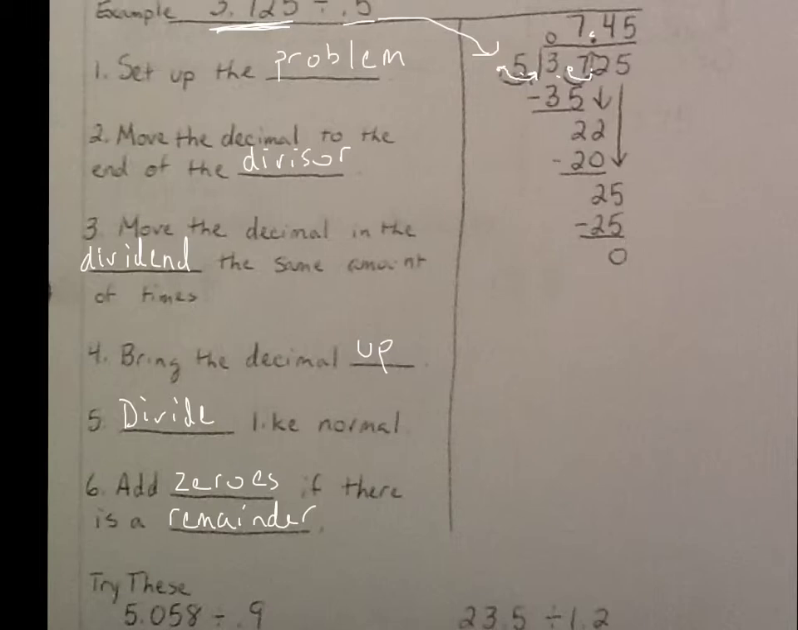Or unless we told you to stop at like the hundredths or something like that, then you'd have to know your decimal places. Alright, so that's the basics of it. Move your decimal to the end of the divisor. Then do the same thing on the inside and bring it up, and then divide like normal. That's it. That's your whole steps.